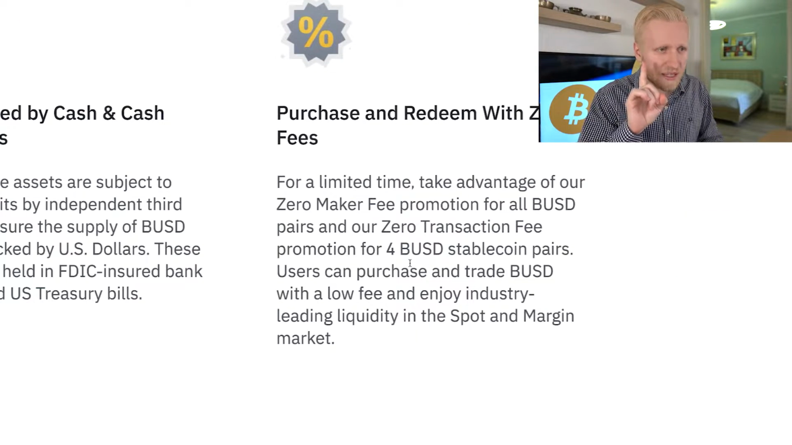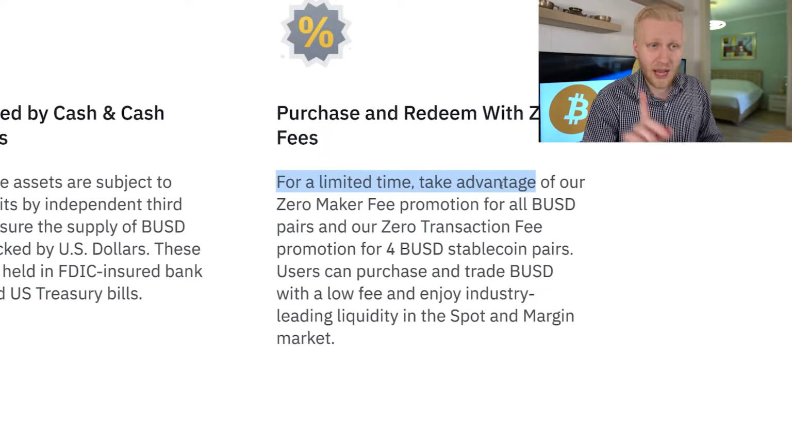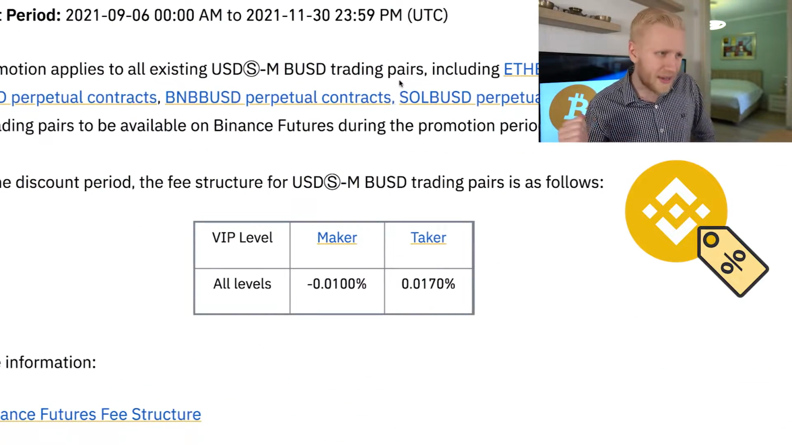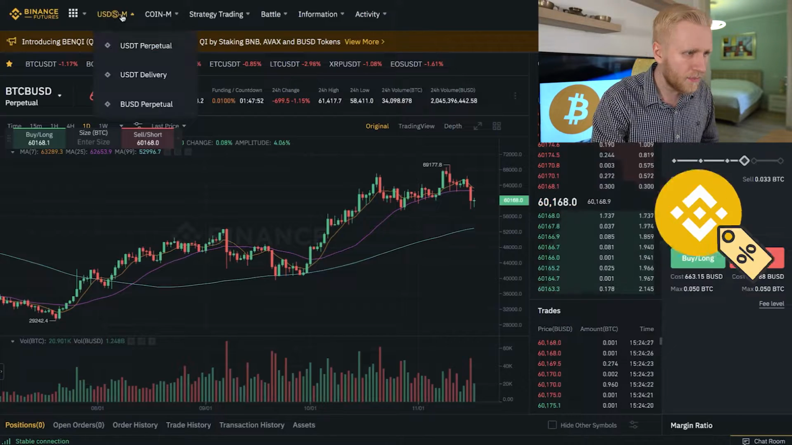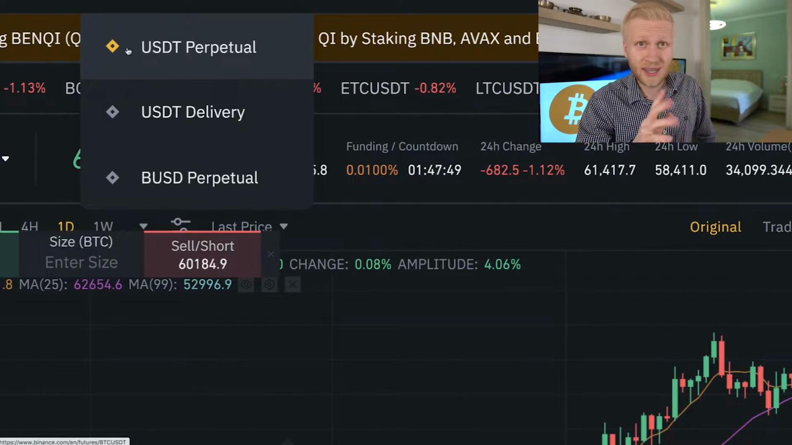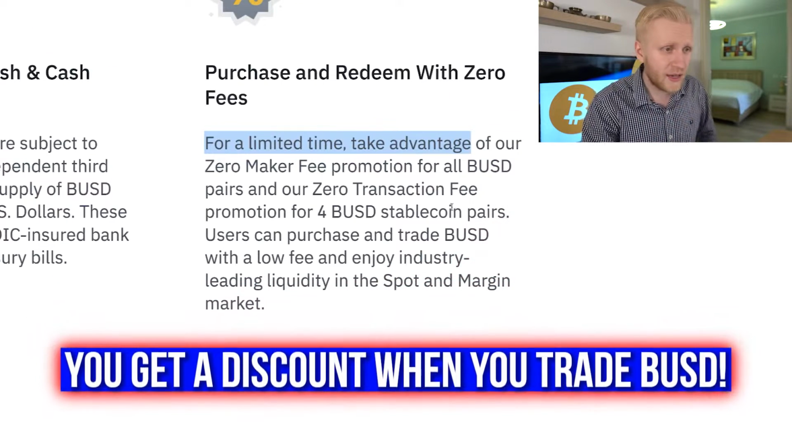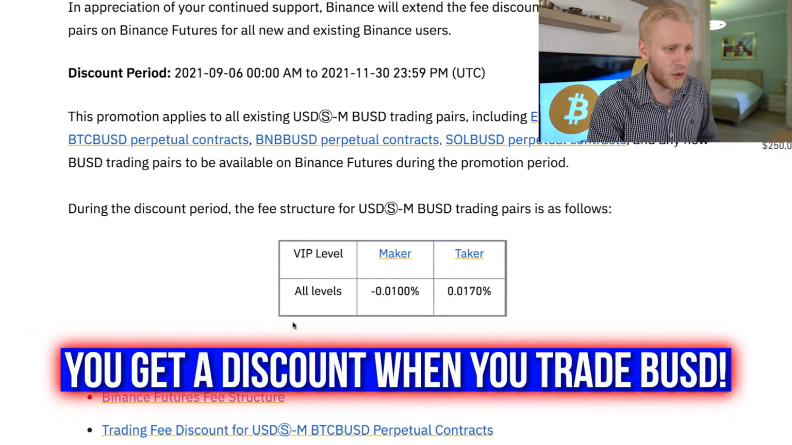Also, this one is important, as it can increase your profits with trading: purchase and redeem with 0 fees. For a limited time, they have this promotion. Let me show you right here. They have this trading fee discount. You can see right here. You get the discount when you are trading with BUSD. Let me show you here, because you can also trade with USDT, which is Tether. But with that one, you don't get this discount. So they have this special promotion, and they give you a discount when you trade in BUSD.